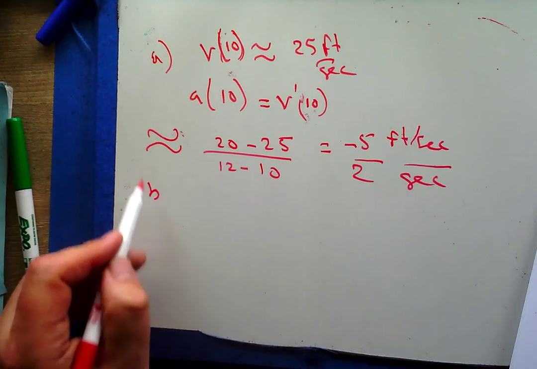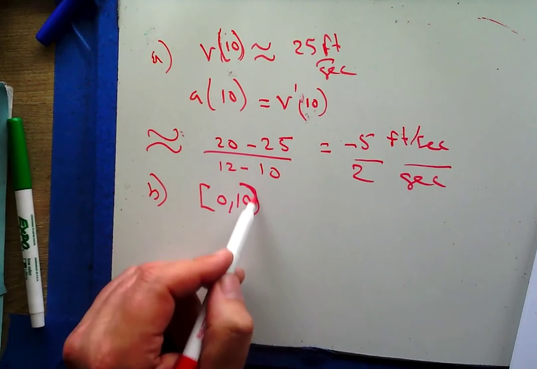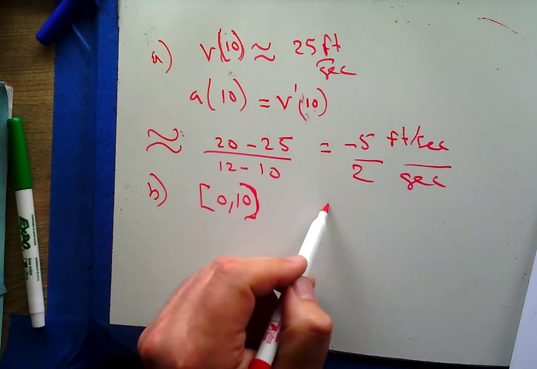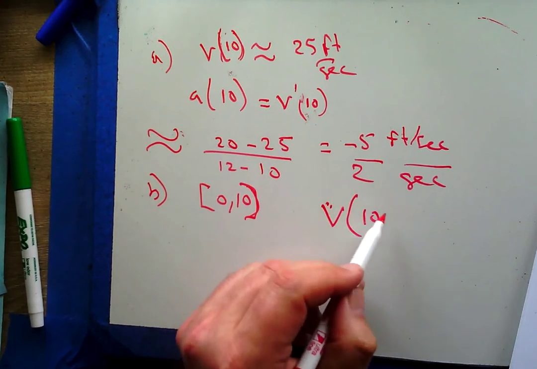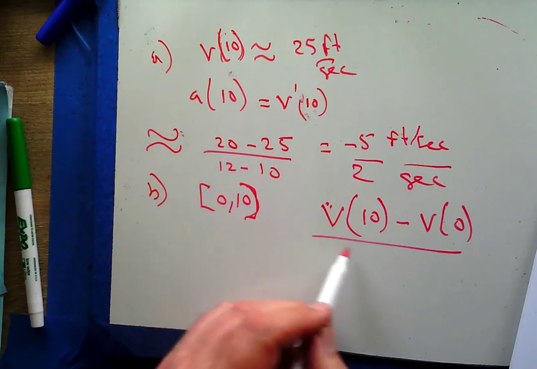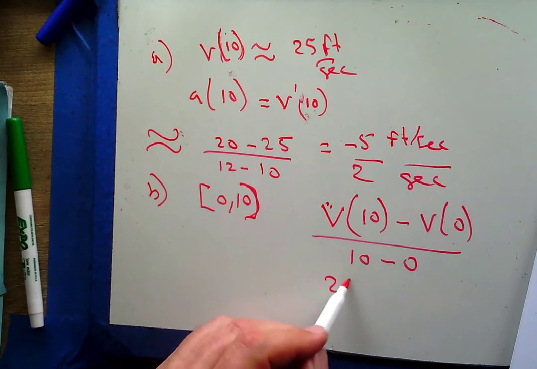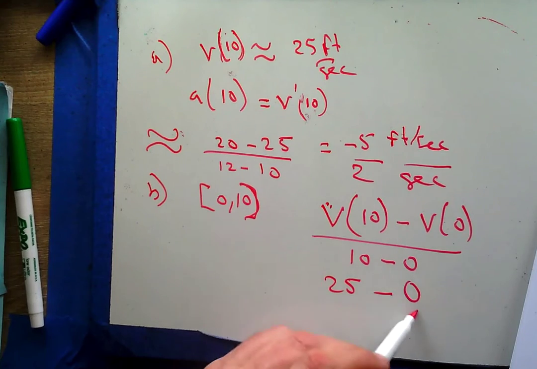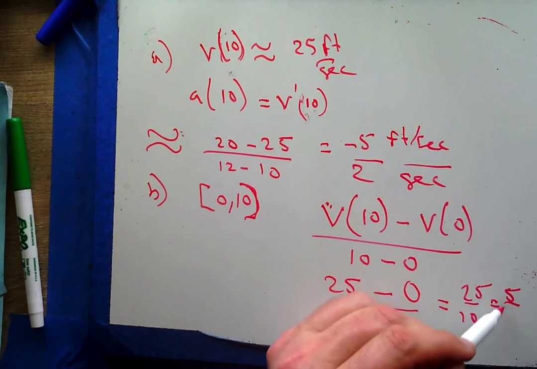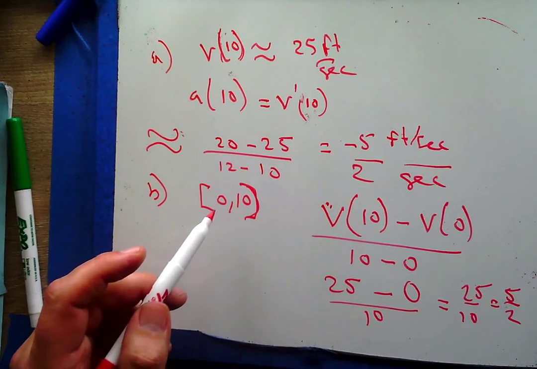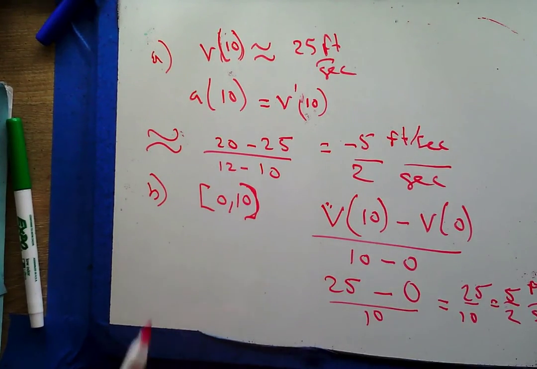Okay, B. Estimate the average acceleration on the first 10 seconds. Well, remember, if I'm looking for average acceleration, the setup is going to be not a of 10 minus a of 0, but v of 10 minus v of 0 over 10 minus 0. So v of 10 is the y value at 10, that's 25. v of 0 looks to be 0. So 25 over 10, or 5 halves. And this is average acceleration, so we want feet per second per second.